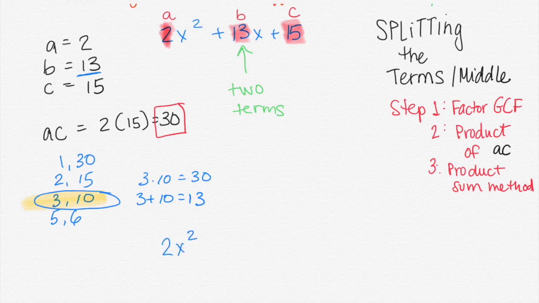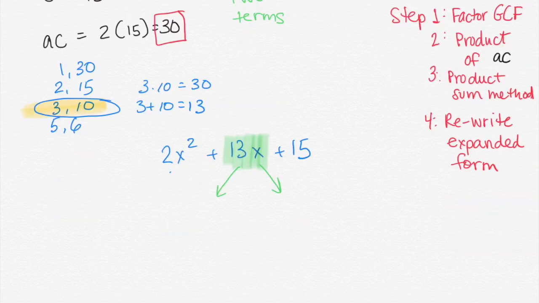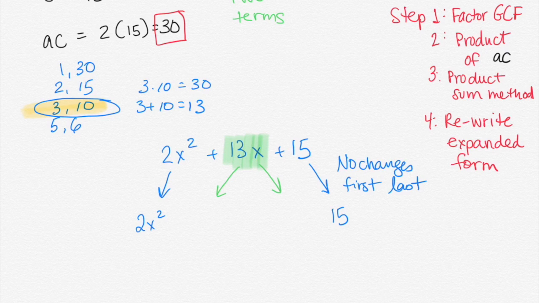Now, here's where breaking apart the middle, splitting the term, comes into play. We're actually going to rewrite this whole thing, but instead of having a trinomial, we're now going to end up with a polynomial of 4 different terms. So step 4, we're going to rewrite this in expanded form. The first and your last term never change. Don't touch them, just keep them the way they are.